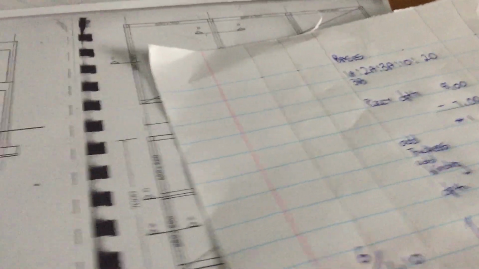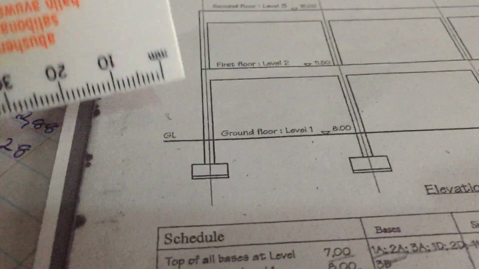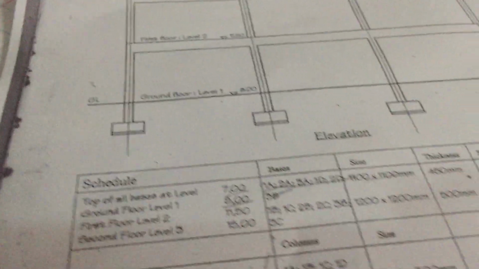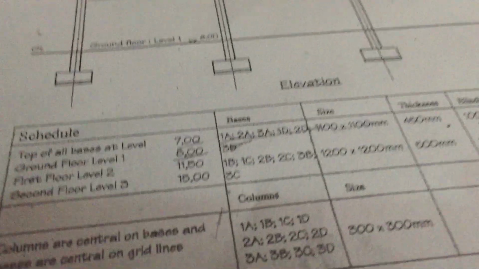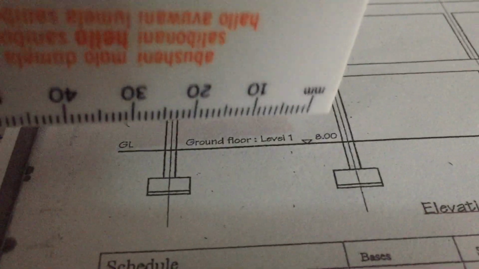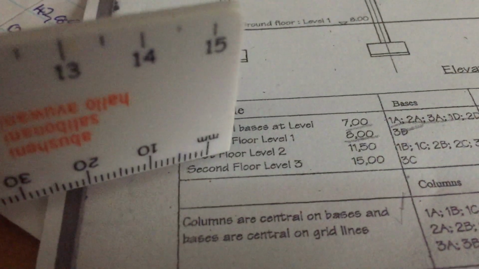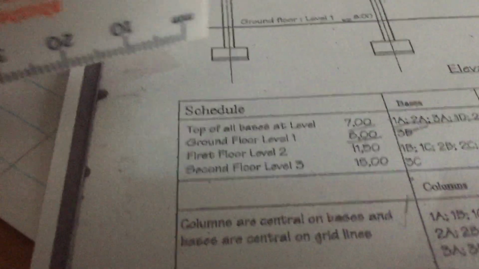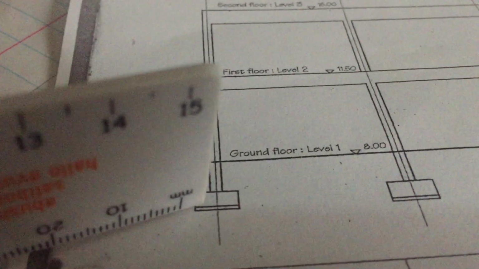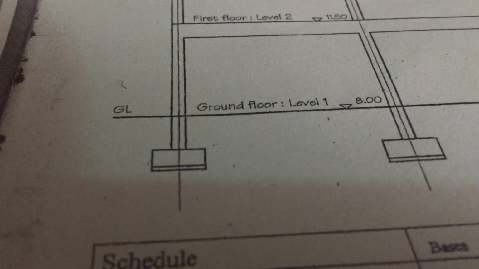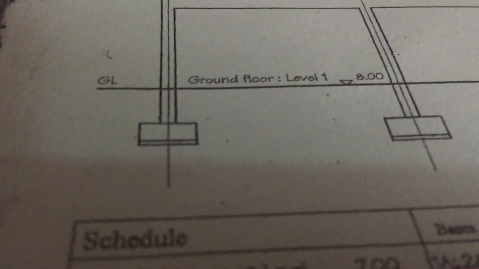Remember, guys, last time I told you the excavation depth that we're talking about is from the natural ground level to underneath the blinding. To get the distance from here to there, the ground floor level, they told you that it's 8. Now here, when you come to the schedule, you are given top of all bases at level 7, and the ground floor level is 8. So where's the top of our bases? This is the top of our bases, right? So here it's 7 and there it's 8. How do you get this distance? This is like grade 1 stuff. You subtract 8 minus 7 and you get that.